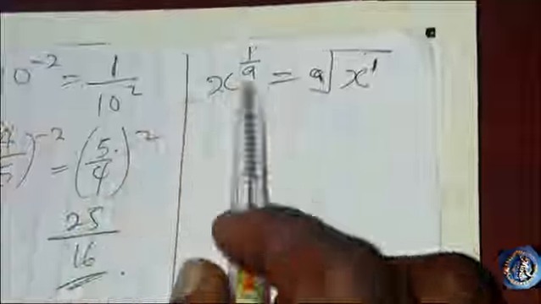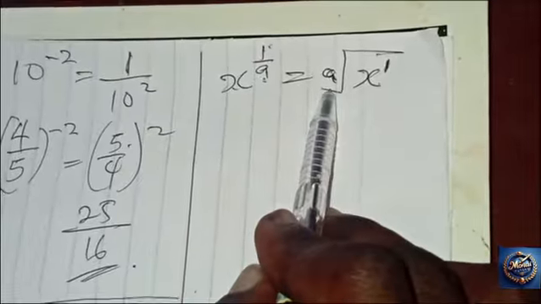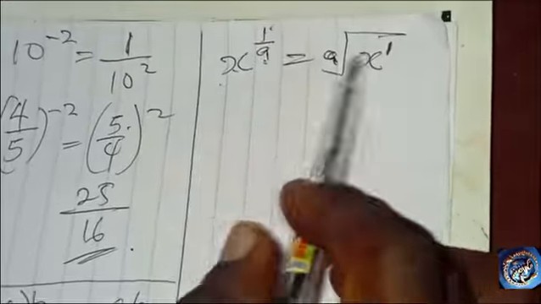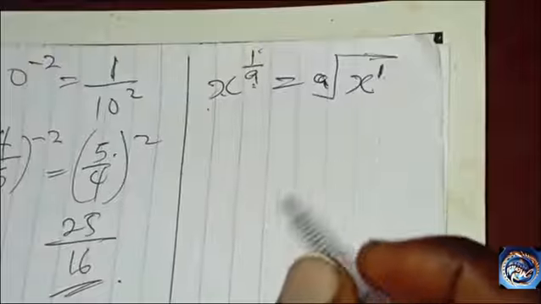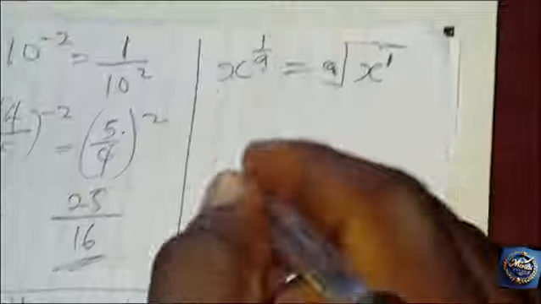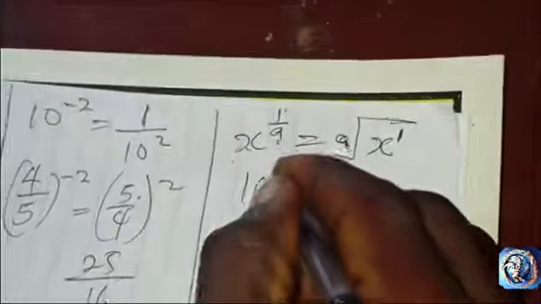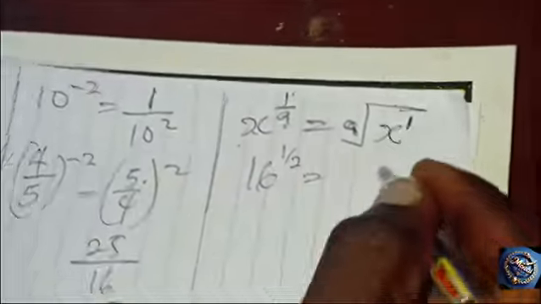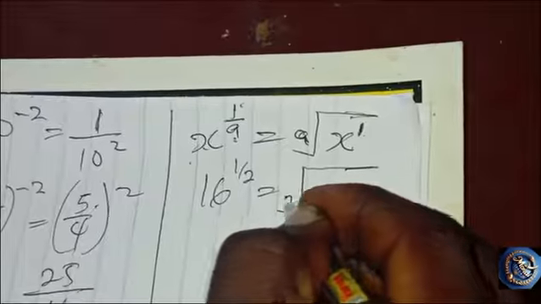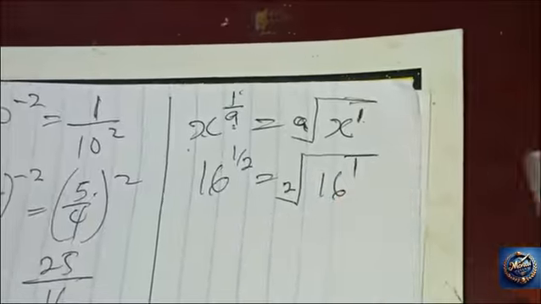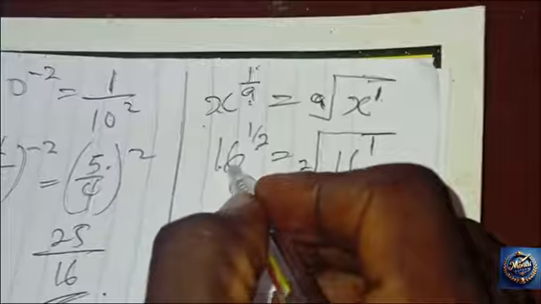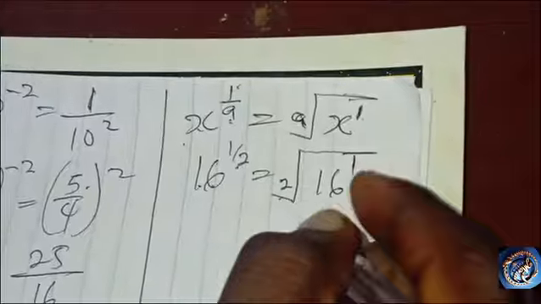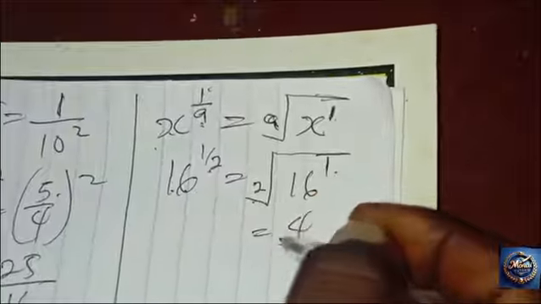Again, this denominator will become the root of the base raised to the power of the numerator of the index. Now let's take an example. If I have 16 raised to the power of 1/2, my answer will be the root of 16 raised to power 1. The 2 becomes the root of this. That is the square root of 16 raised to power 1. What is the square root of 16? That is 4.